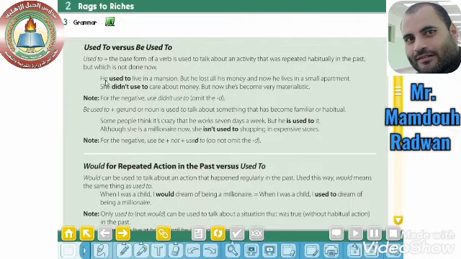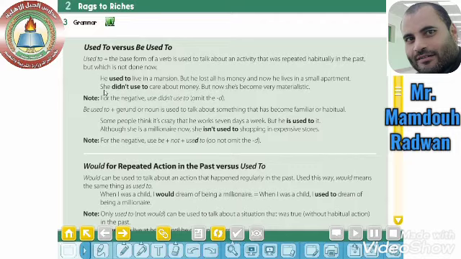This is an example. He used to live in a mansion. He used to live in a big house, but he lost all his money and now he lives in a small apartment. So when we talk about this past habitual situation, he used to live in that big house in the past, but now he lives in a small apartment. He is no longer living in that mansion.